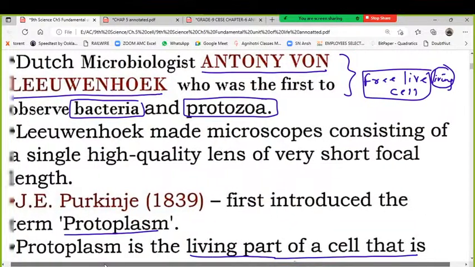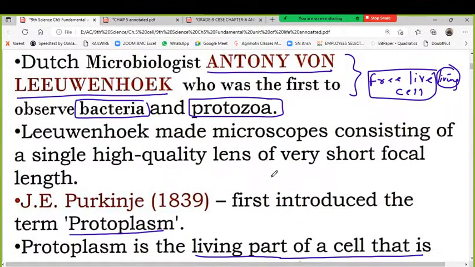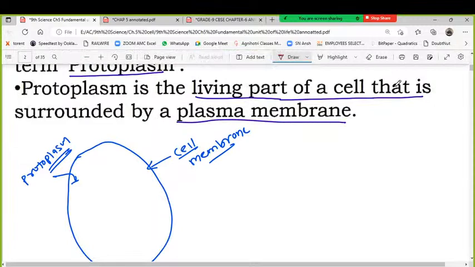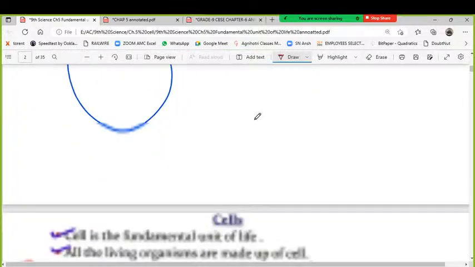Okay. I have told you about those scientists because I was telling that Antony Leeuwenhoek was the first scientist who discovered free living cells, and bacteria and protozoa are actually free living cells. And Leeuwenhoek made a microscope consisting of a single high quality lens to discover it. And then J. E. Purkinje first introduced the term protoplasm, and protoplasm is nothing but the living part of the cell that is surrounded by the plasma membrane.